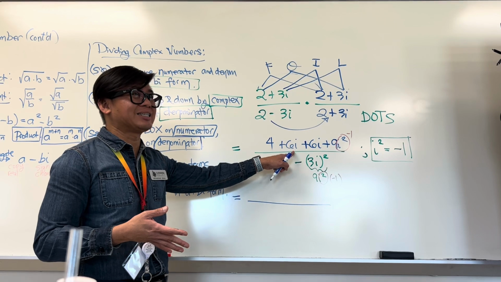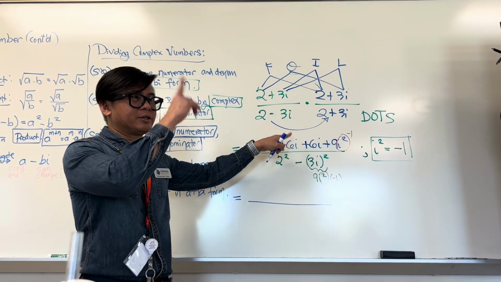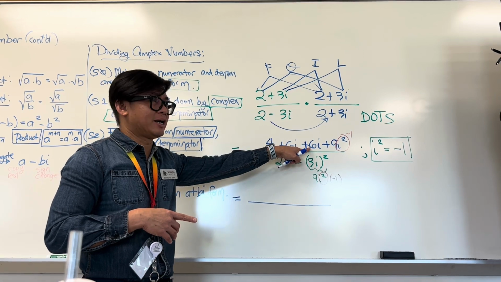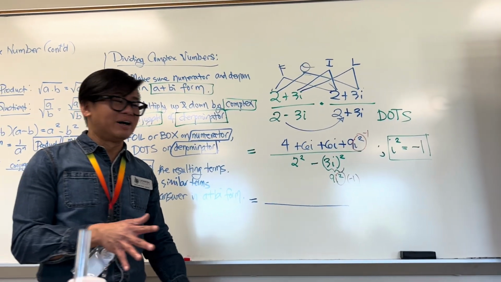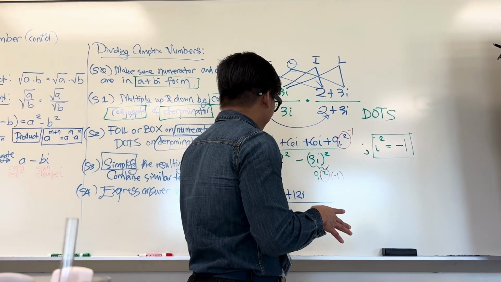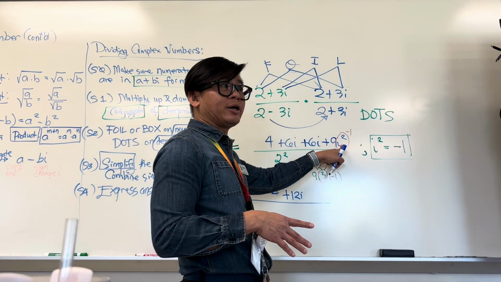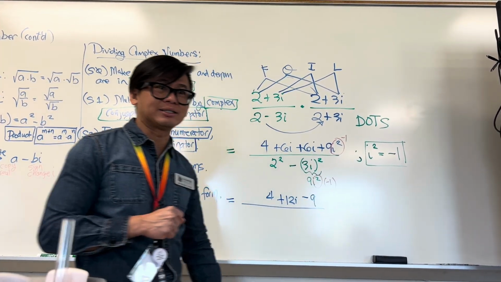Which one is similar to 6i? On the numerator, another 6i. And if we combine them, what's that gonna be? 12i. Very good, that is correct. Now this one is 4. Now you see that i squared, that's -1 times 9. Basically this is -9.